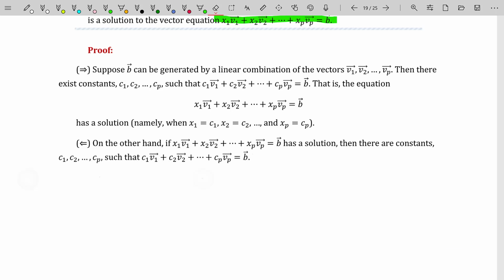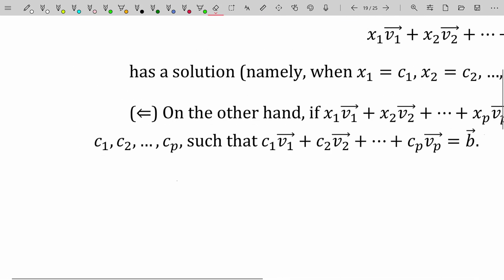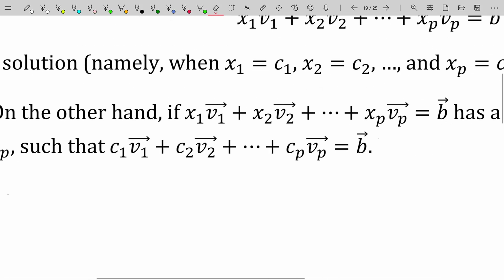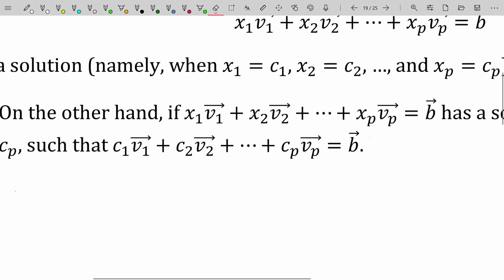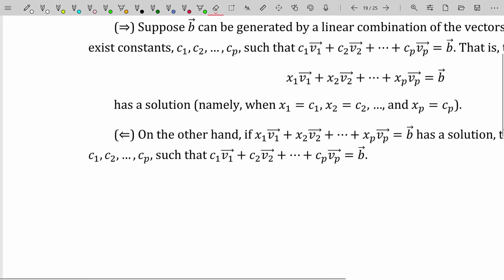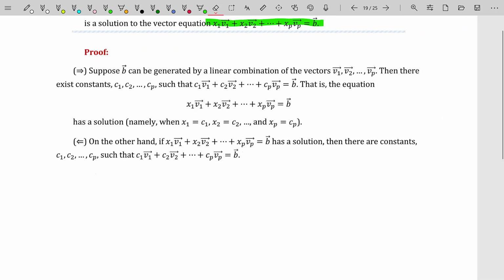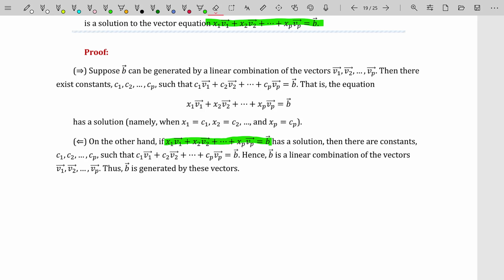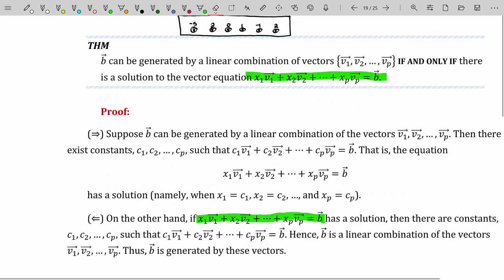And that's exactly what I'm saying here. There are constants c1 through cp such that c1 v1 plus c2 v2 all the way to cp vp must be the vector b, because again, we're assuming that this equation has a solution. The solution I'm just going to call c1 through cp. Hence, b is a linear combination of the vectors v sub 1 through v sub p. Thus, b is generated by these vectors, which is exactly what we wanted to say.